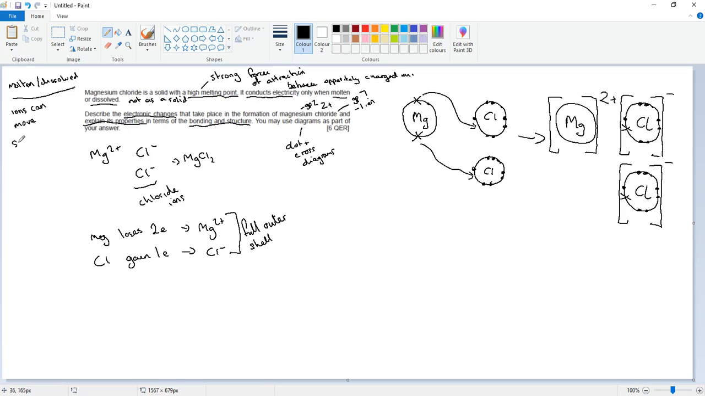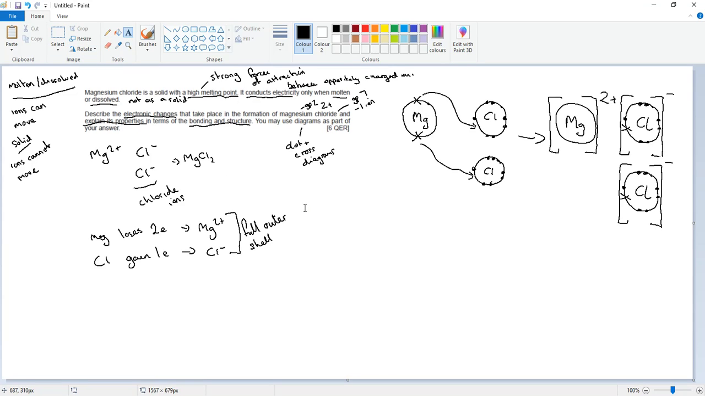When it's a solid, of course, in a solid, the particles only vibrate about a fixed position, so the ions cannot move. So they can't move past each other, so you don't get any movement of charge, so it doesn't conduct electricity. So what we need to do now is type this up into a coherent answer.